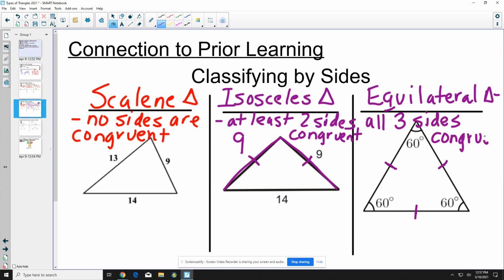Take a few seconds here and write this down so you have it to look at when you do your assignment. Equilateral triangle, all 3 sides are the same length or congruent.